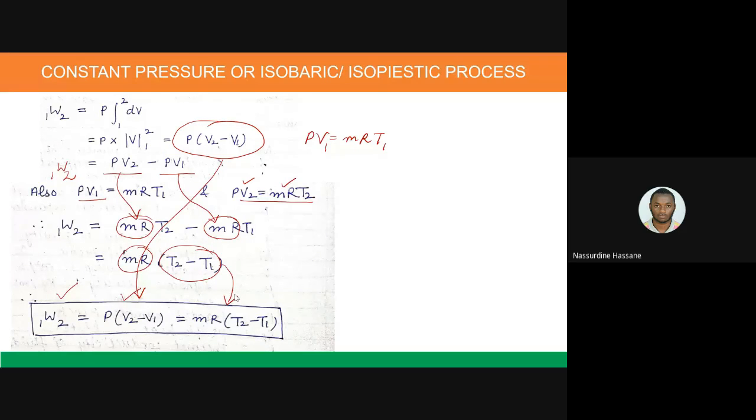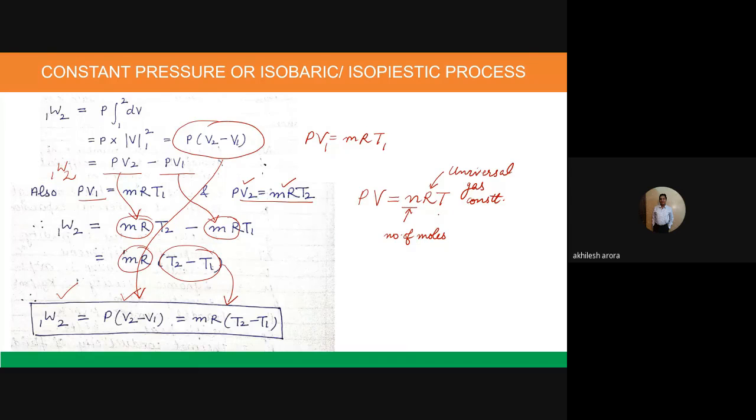Teacher, can I replace m by n? PV equal to nRT. You are saying that you have studied PV is equal to nRT, isn't it? Where n is the number of moles. Yes, equal to the number of moles. And this R which you are using in this particular equation is the universal gas constant.